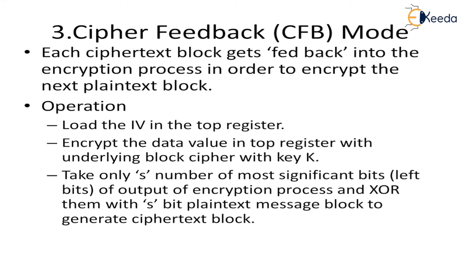The third type is cipher feedback mode. Each cipher block is fed back into the encryption process in order to encrypt the next plain text block. The operation involves loading the initialization vector into the top register and encrypting the data value in the top register with the underlying block cipher with the key K. It takes only S number of most significant bits, the left bits of the output of the encryption process, and XORs them with the S-bit plain text message block to generate the ciphertext block.